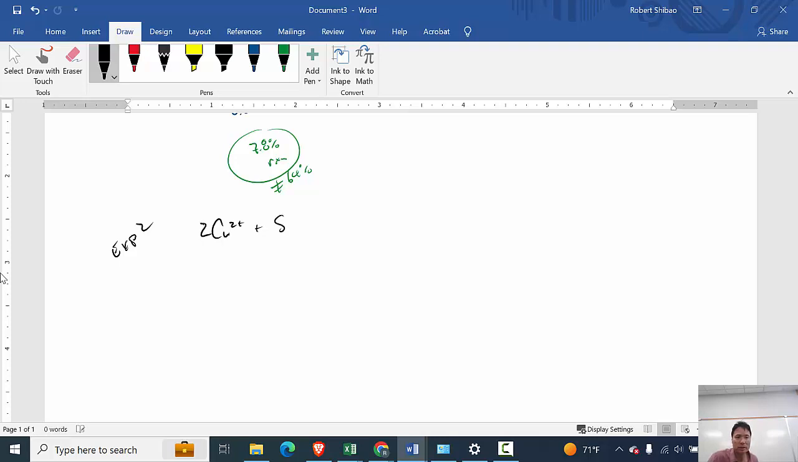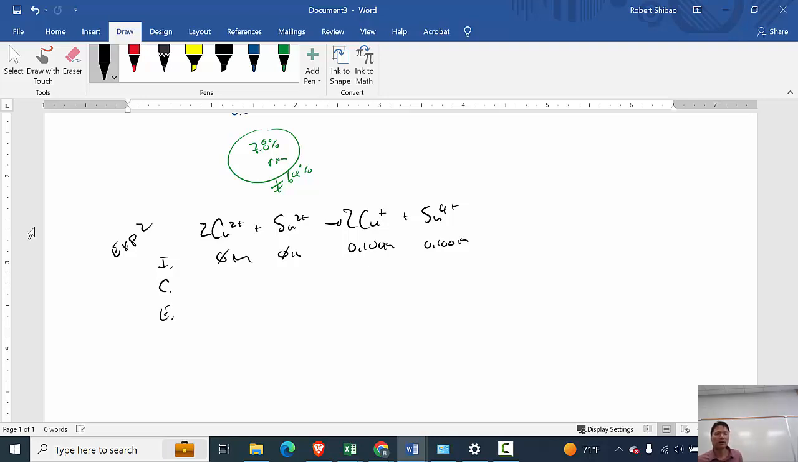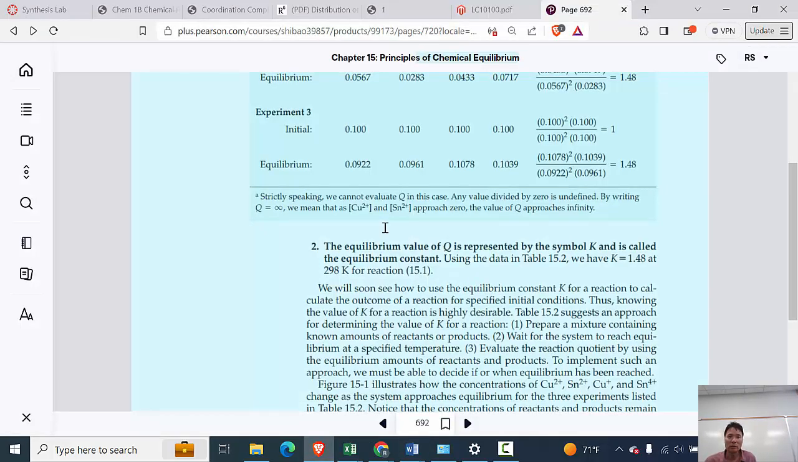2 copper 2s plus a tin 2 is going to yield 2 copper 1 and a tin 4. In this experiment, we're going to go 0 molar here, 0 molar here, and then we're going to go 0.100 molar here and 0.100 molar here. There's going to be a change, and then we're going to end up at equilibrium. And so maybe we don't even want to guess here. I'm not even going to guess. Let's just go ahead and write down all the equilibrium values for experiment 2.